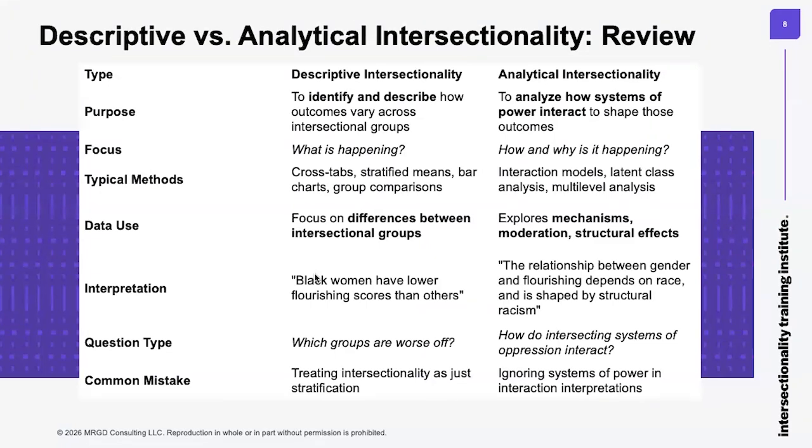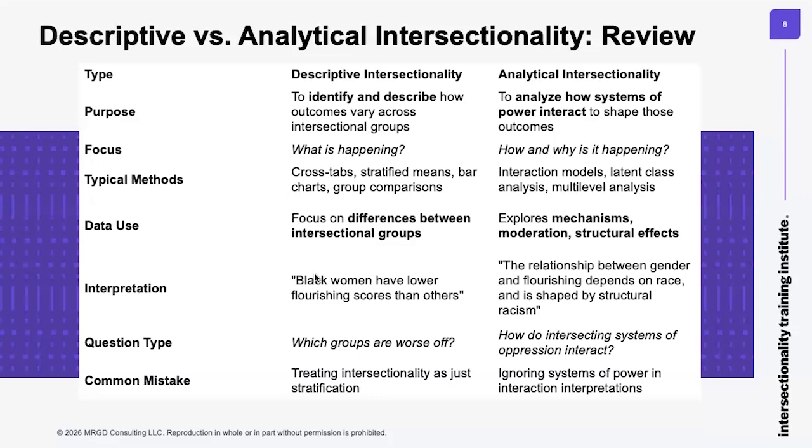So, this is a really nice overview I like to share to give a review of the different types. It helps us focus on, okay, we understand that there are these two types, descriptive and analytical. However, this framing allows us to reference the purpose, focus, a rubric for some methods that can be used, the different data usages, interpretation questions, and even one or two common mistakes.